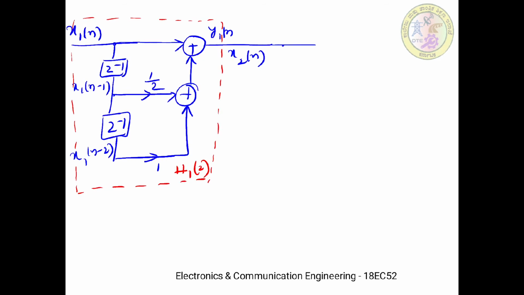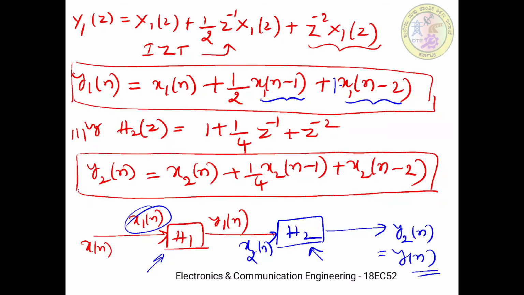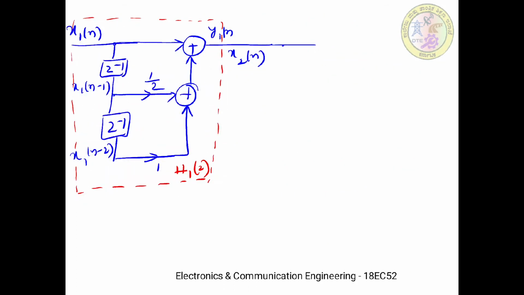Even for the second stage, what is the difference equation? y2 of n is nothing but x2 of n plus 1 by 4 into x2 of n minus 1 plus 1 into x2 of n minus 2. So here also two delay elements are there. First delay multiplied by 1 by 4, second delay multiplied by 1.